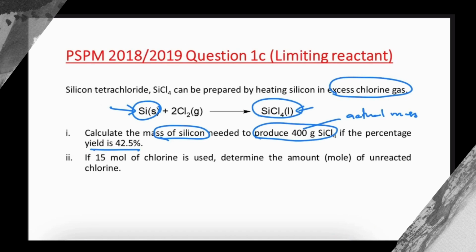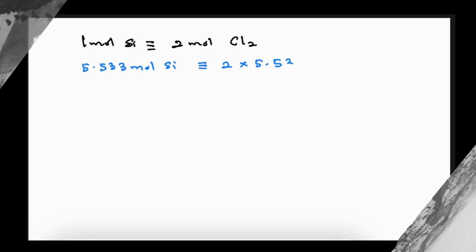So now let's look at B. If 15 mole of chlorine is used, determine the amount of unreacted chlorine. So we need to compare silicon with chlorine. 1 mole silicon equivalent to 2 mole chlorine. If we have 5.533 mole silicon, meaning that 2 times 5.533 mole, which is 11.066 mole. So this is the number of mole chlorine used.